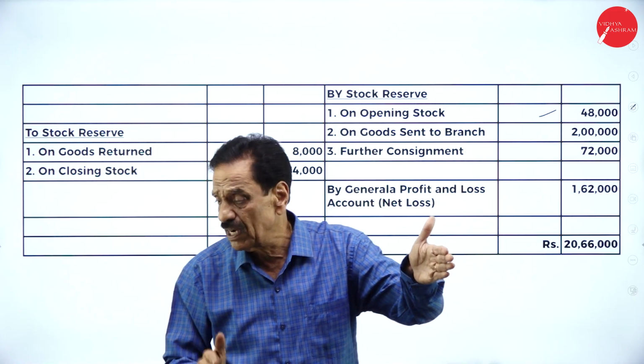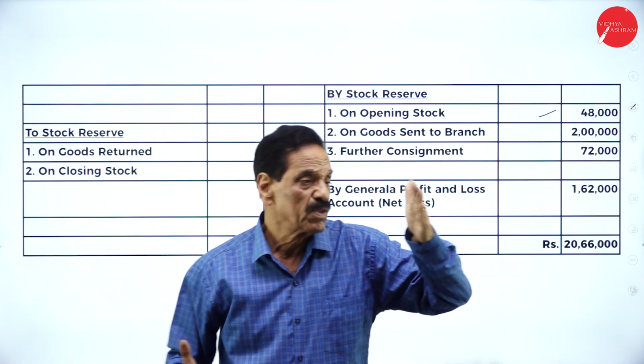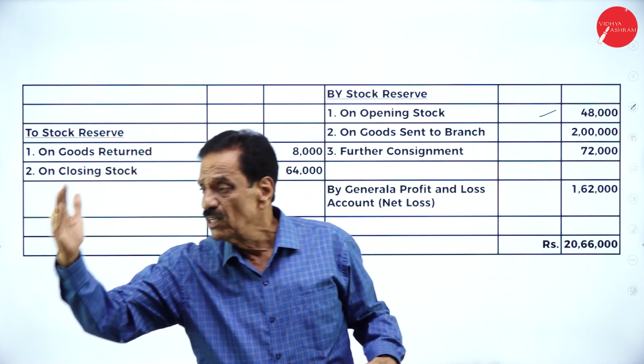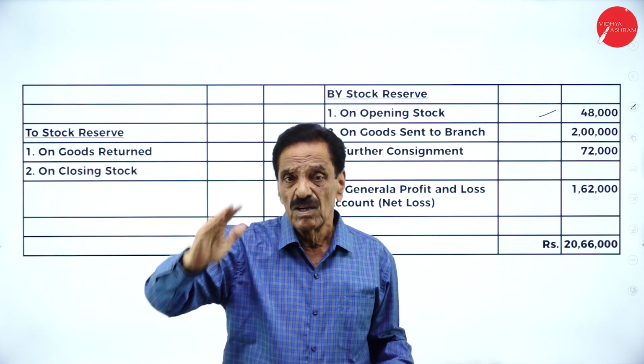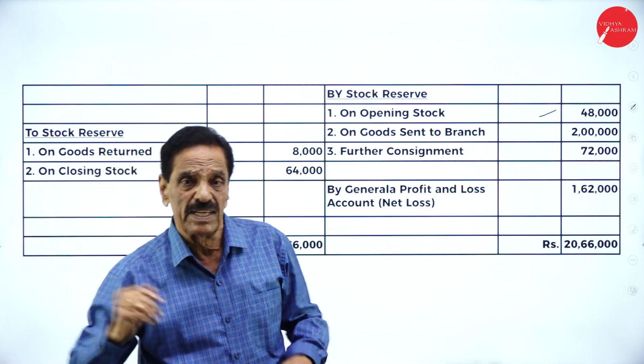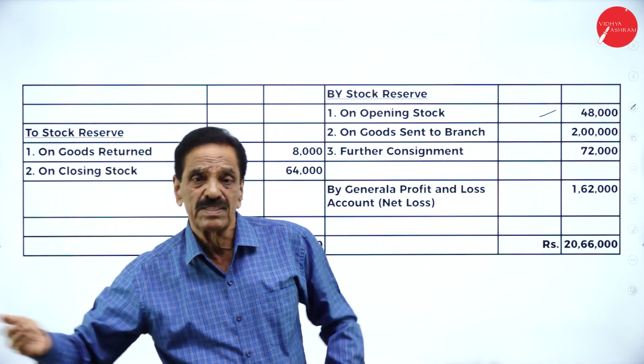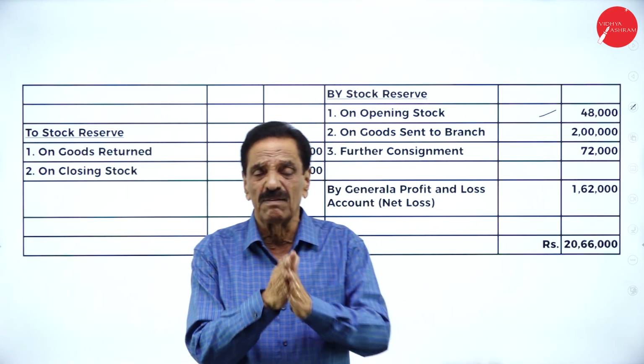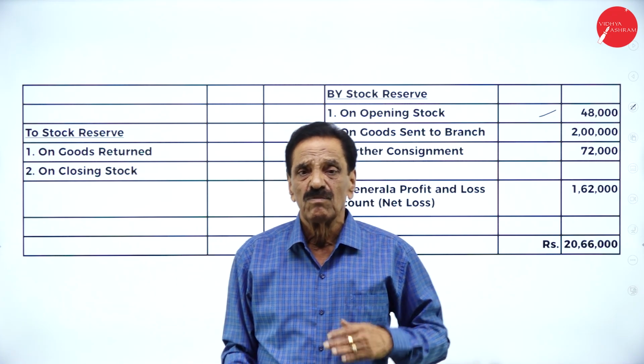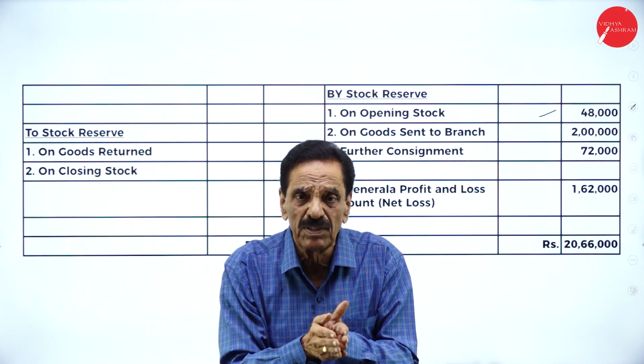Opening stock, debit side, stock reserve, credit side. Goods sent to branch, debit side, stock reserve, credit side. Then goods returned to head office, credit side, stock reserve, debit side. Closing stock, credit side, stock reserve, debit side. So first we can calculate 1 by 5, 25 by 125.